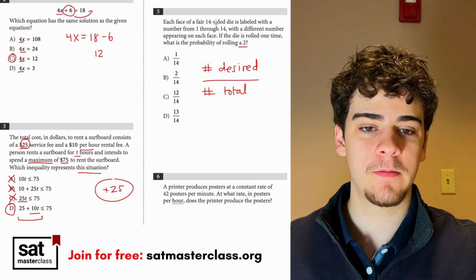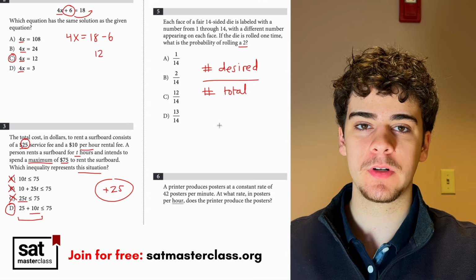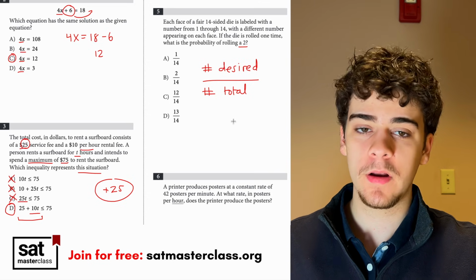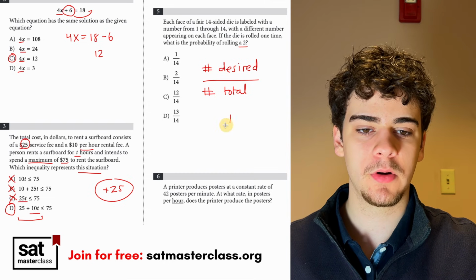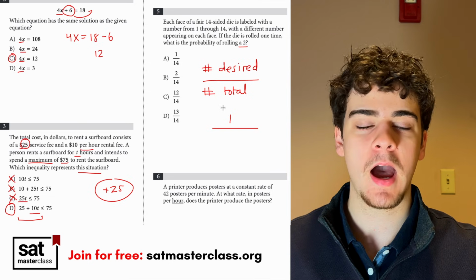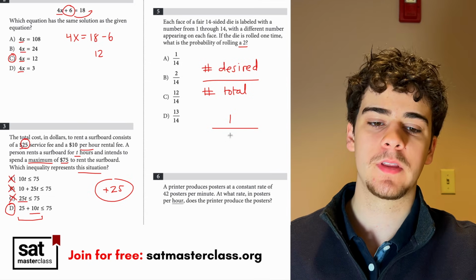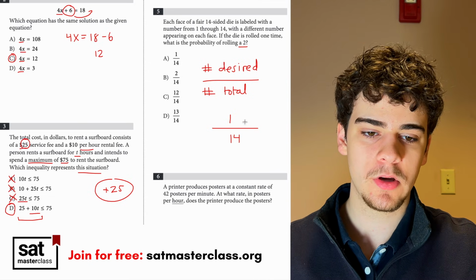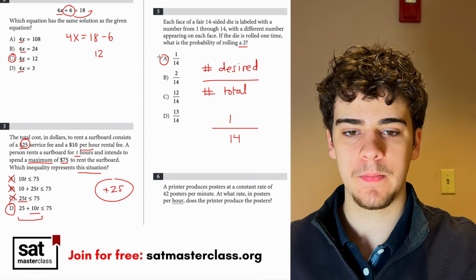So obviously, if we have 14 sides and numbers 1 through 14 on all the sides, that means that only one of the sides is going to have a 2. So the number of desired is going to be 1, and then the total number of possibilities is basically how many sides are there on the die. So for this one, it's obviously just 14, so it's going to be 1 out of 14, A.